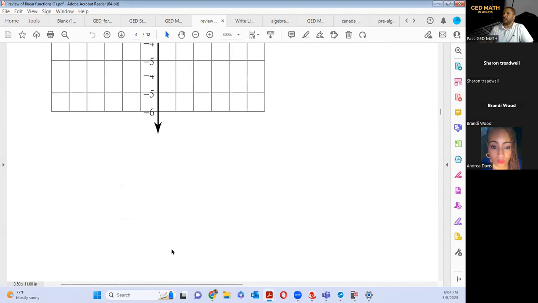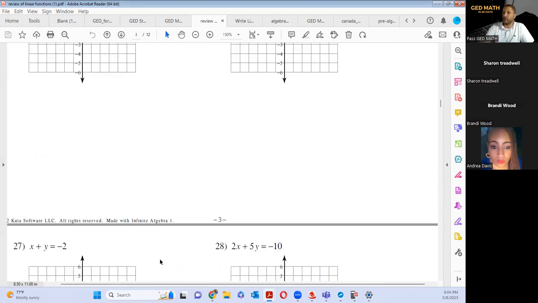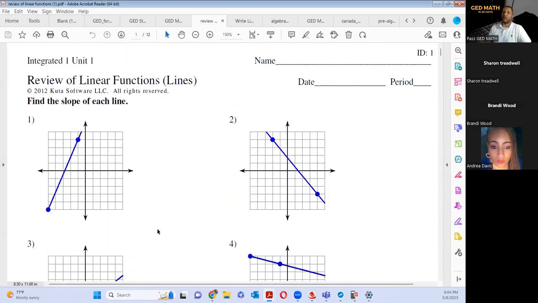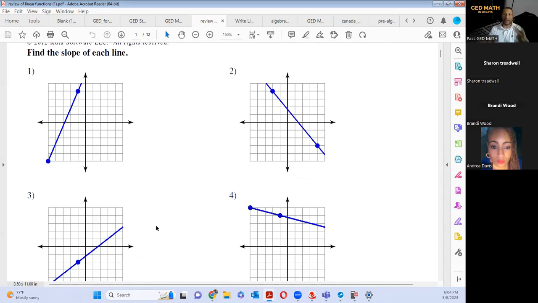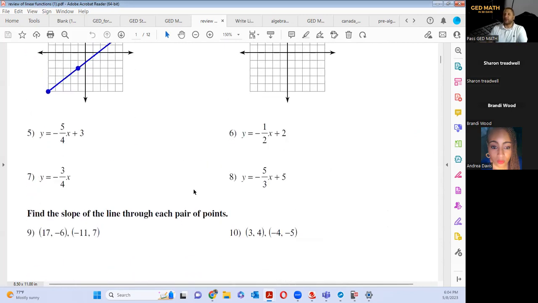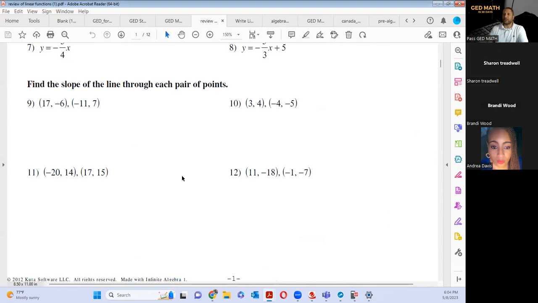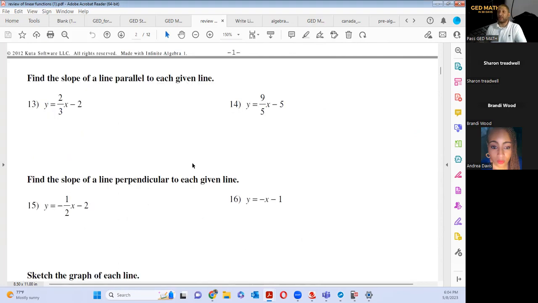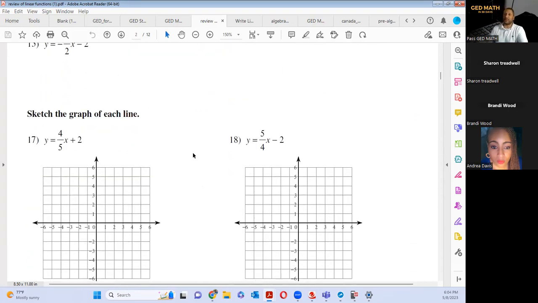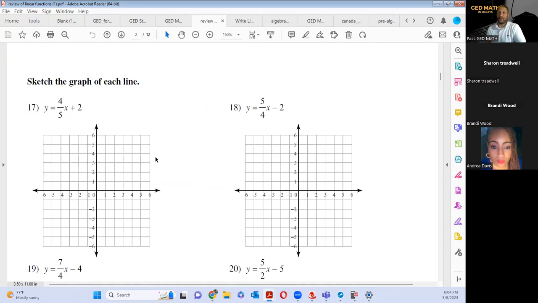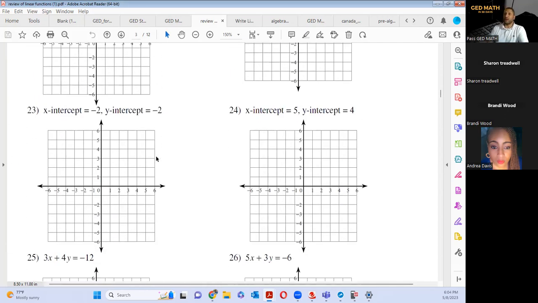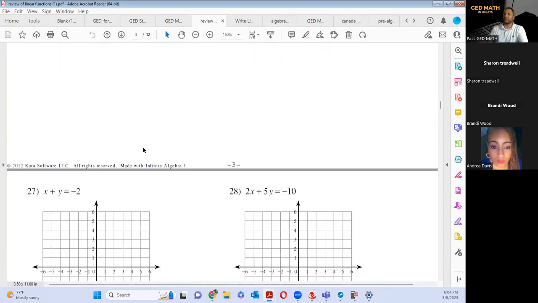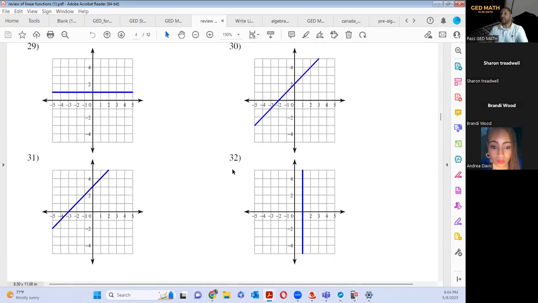So this is an entire review of linear equations. Usually before they take the exam, I send this to them to see how well they do. So first of all, find a slope from a graph, find a slope from an equation, find a slope from 2 points, find a slope of a parallel line, find a slope of a perpendicular line, sketch the graph of a line, slope intercept form, standard form, find the equation of a line given a graph.